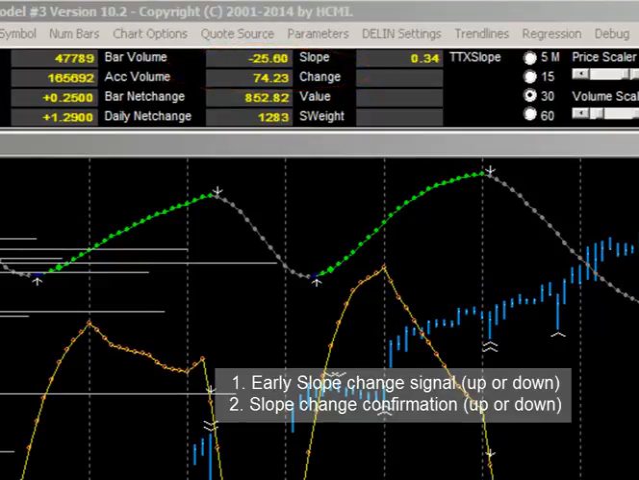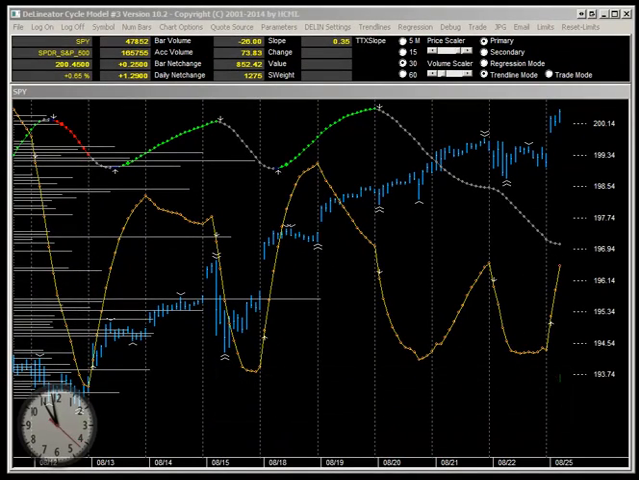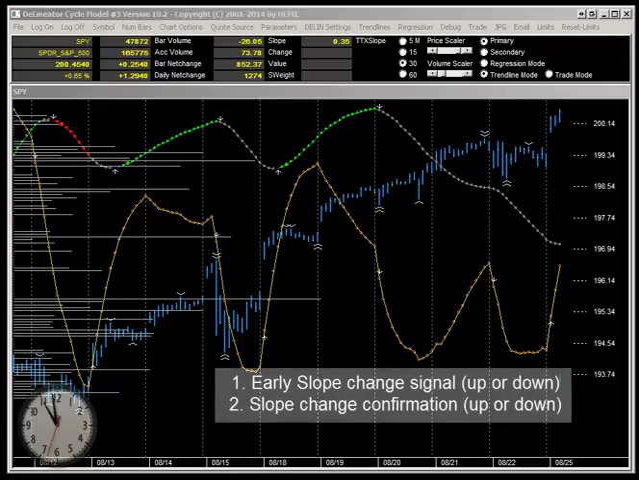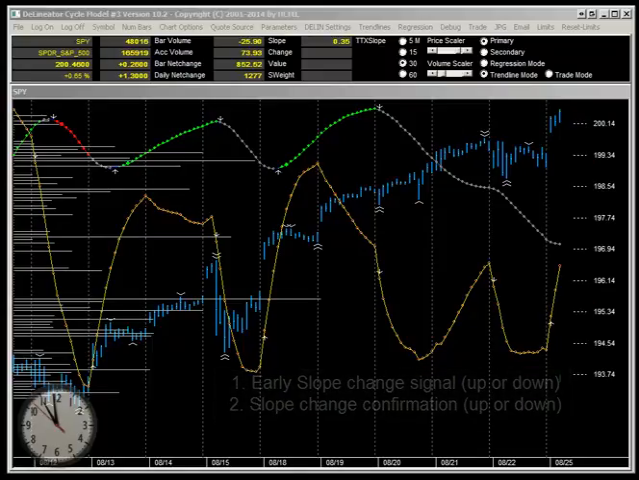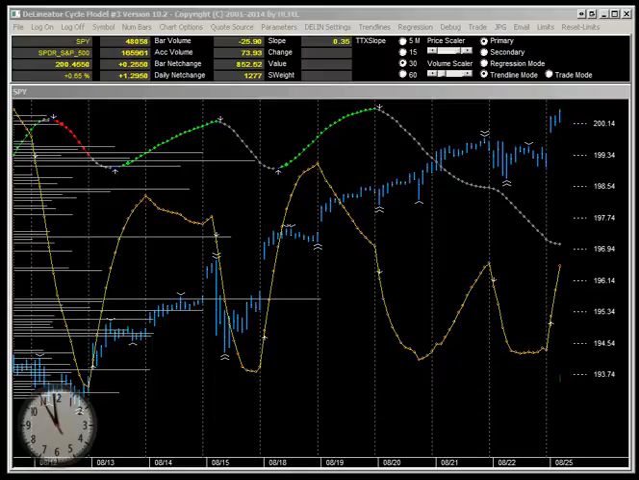And then once the bar closes at the end of 11:30, provided the slope is greater than 0, then we'll get a slope change confirmation. So there's an early slope change up, and then there's a slope change up confirmation. We would get the same thing for a slope change down, an early slope change down signal, and then a slope change confirmation would occur. Now we could get both at the same time, but we would need to see the early slope change occur during the bar, and then the slope change confirmation occur at the end of the bar.